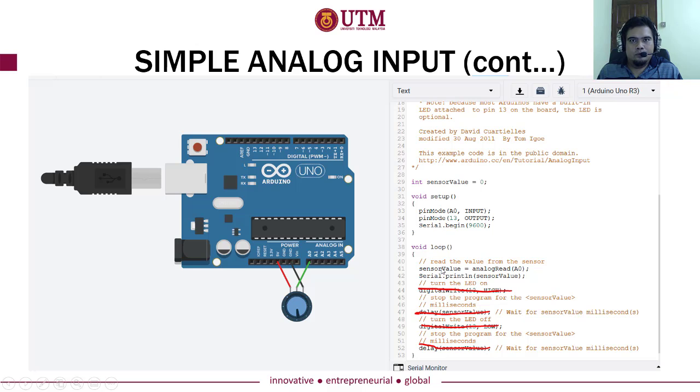It can be from 0 to 1023. So every time it's returned, it will print into your serial monitor the value given by this sensor, and it will keep repeating the same thing. So we will see what happens there. Let's prove it through Tinkercad.